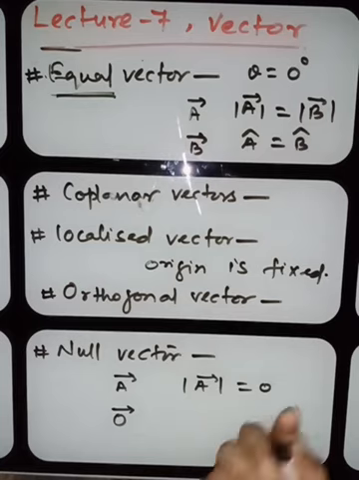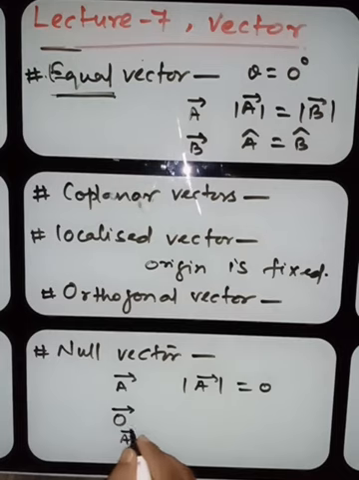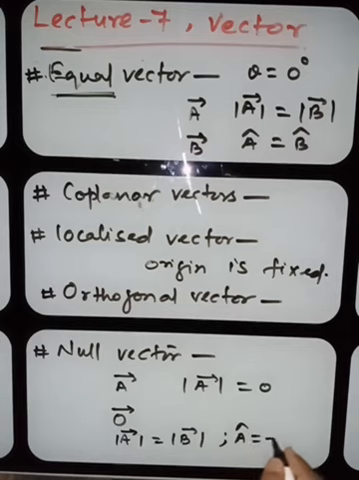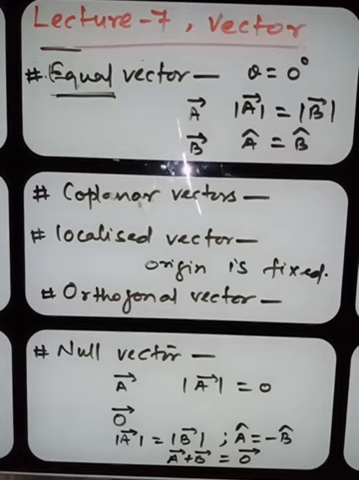Suppose you have two vectors, vector A and vector B, and both are the same in magnitude and opposite in direction. A is minus B. The direction of A is opposite to B. If you add these two vectors A and B, you will get a null vector. This null vector represents a point, it is localized at a point. This is called the null vector.